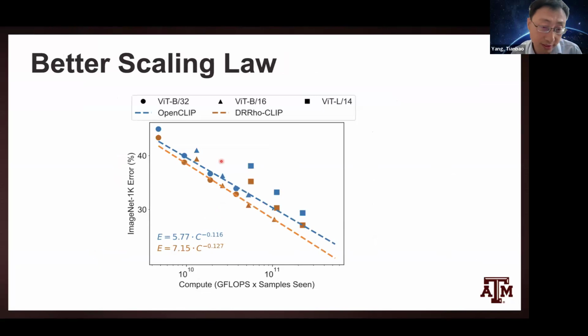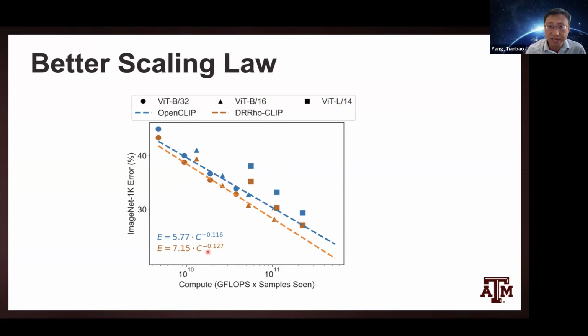So finally, I want to show you the improved scaling law. This shows the scaling law of the ImageNet error versus compute budget. We experiment with different model sizes: ViT-B/32, ViT-B/16, ViT-Large. For each model size, we vary the data size, take the best performance, and plot the point here. Then we plot this curve. This is a power law, the scaling law we're talking about.